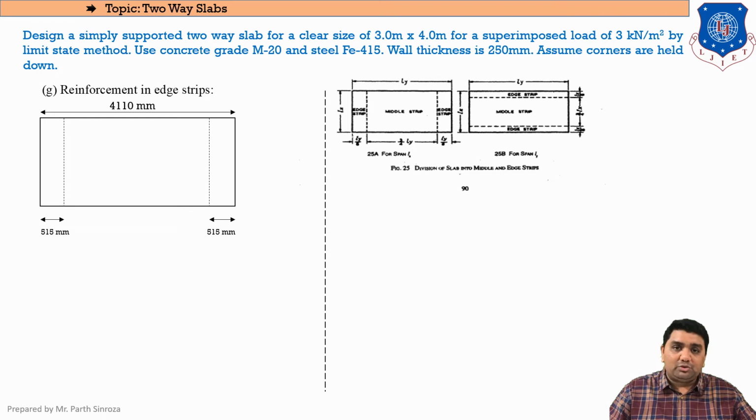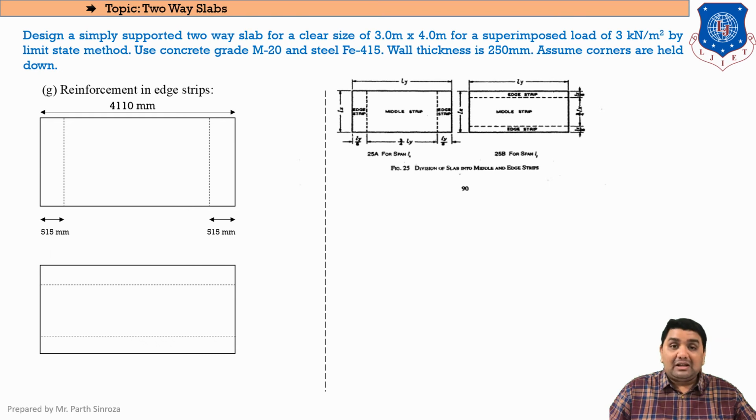515 will be okay and 520 will be okay too. Clear? So this value is after rounding it off. This is not the perfect value, so you need to round it off to the nearest max values. So this is the width of our edge strip in X direction.